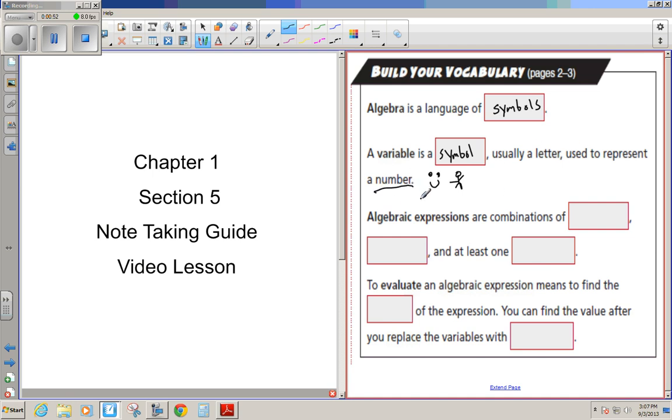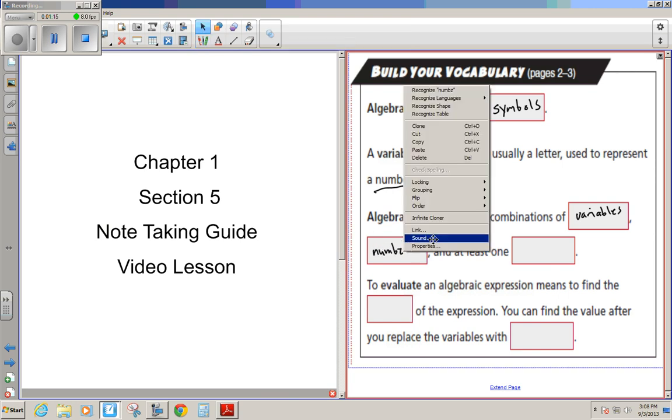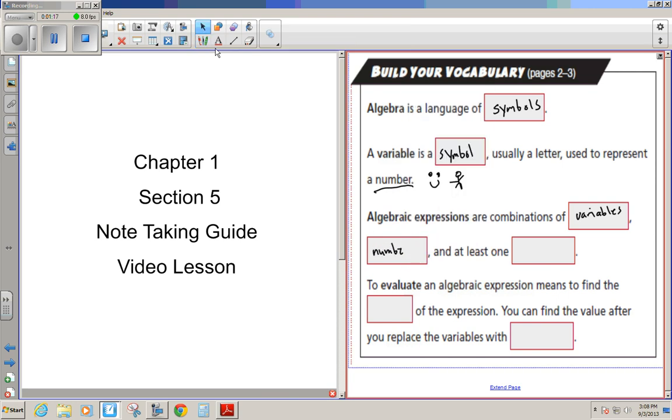Algebraic expressions are combinations of variables, numbers, and at least one operation. So algebraic expressions are a combination of variables, numbers, and at least one operation.